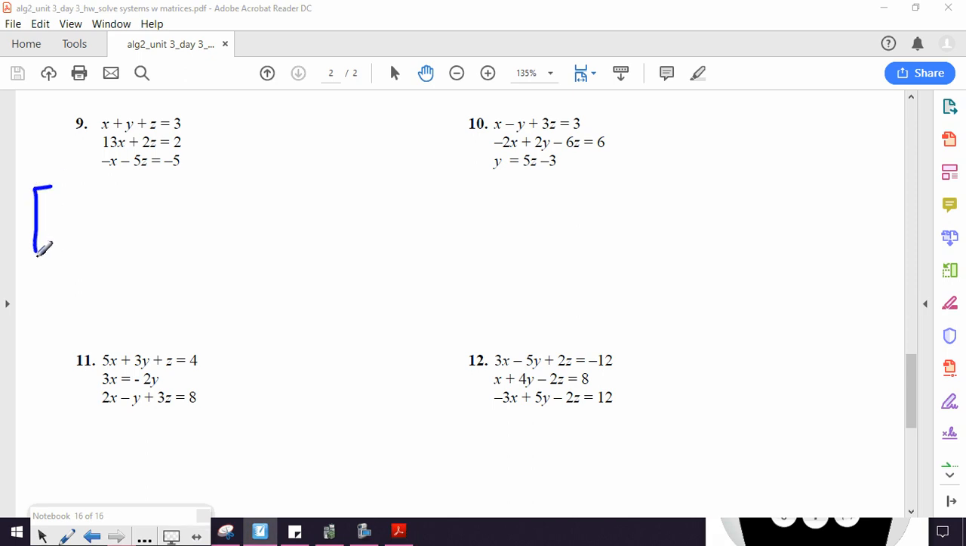So this matrix, the first row would be 1, 1, 1, 3. The second row leads with 1, 3 because that's where x is. Since I don't have a y, I have to put a 0 in its place. And then 2 for z, and then 2. On the last row, I would have -1, again 0 for y, -5 for z, and -5. And now we grab our calculator.